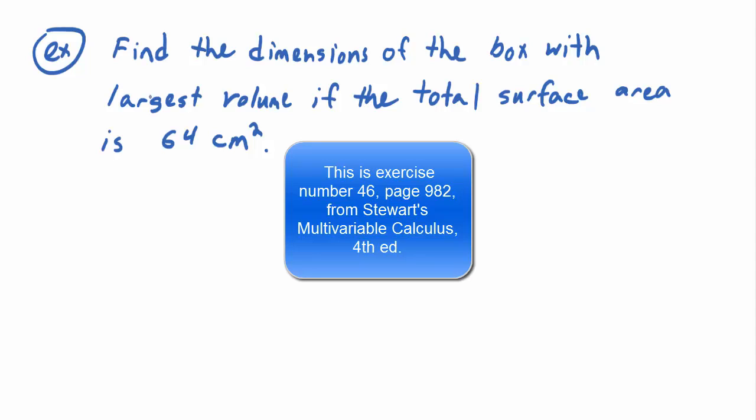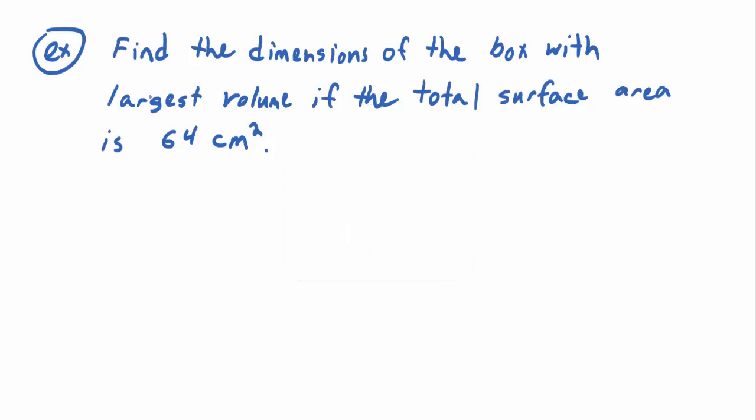Find the dimensions of the largest volume, the box that encompasses the largest space, if you're only allowed 64 square centimeters to build the box with. So let me draw a crude, very crude picture of a box.